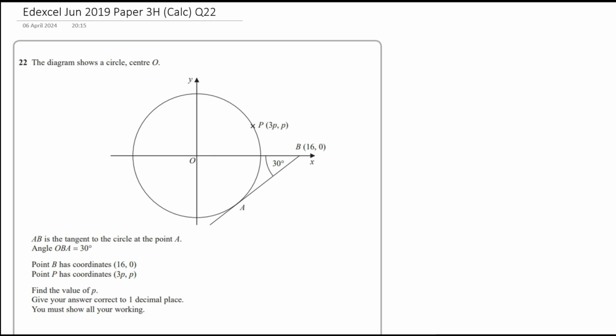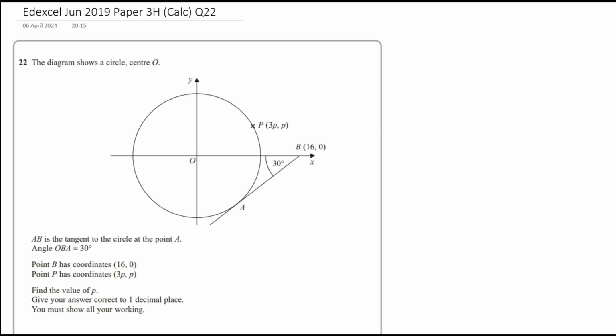Okay, so here we have another tangent to a circle question. So we're going to read through it. The diagram shows a circle centre O. AB is the tangent to the circle at the point A. Angle OBA is 30 degrees.